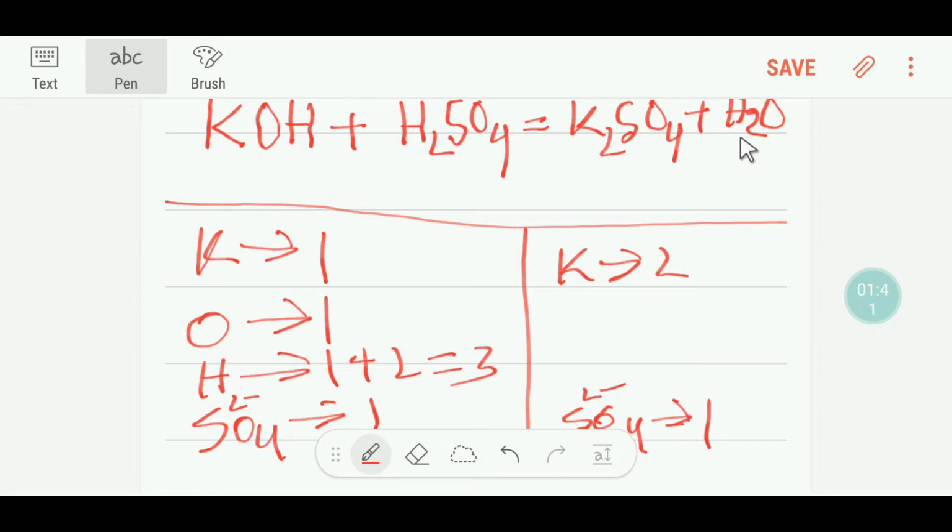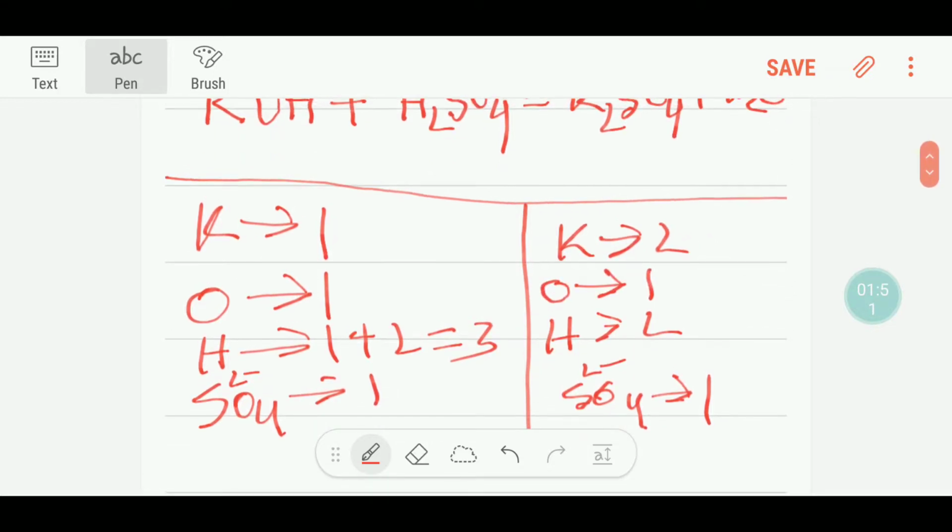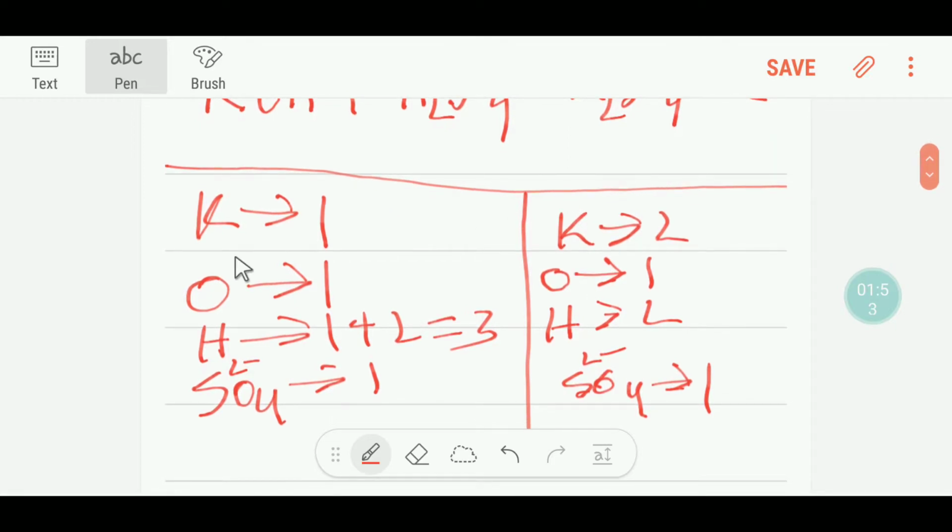Here we have 2 hydrogen, and here we have 1 oxygen, right? Okay. Now here we have 1 potassium, 2 potassium. So to balance the potassium, I can multiply here by 2, that gives me 2.